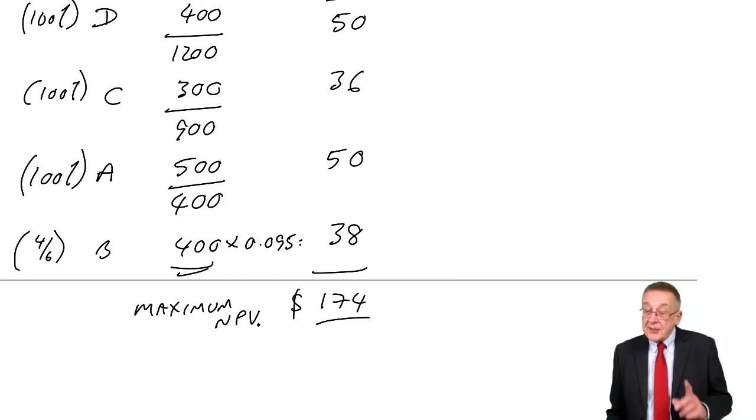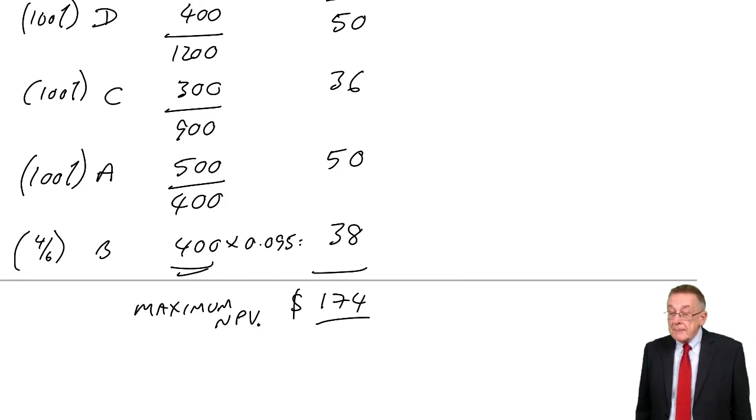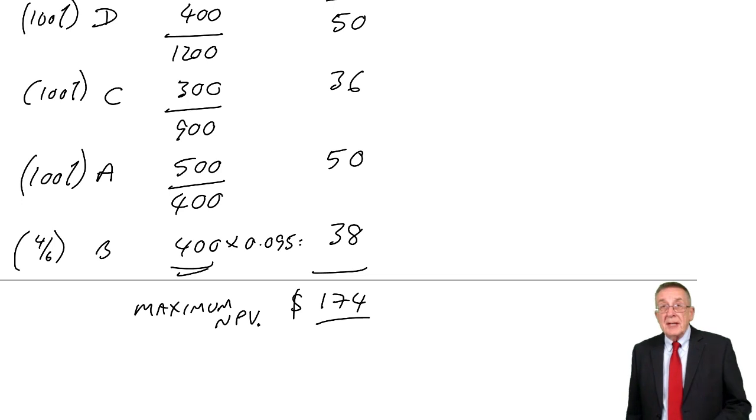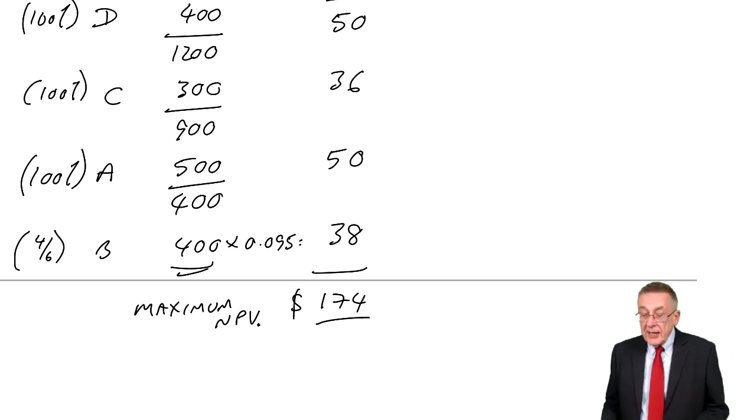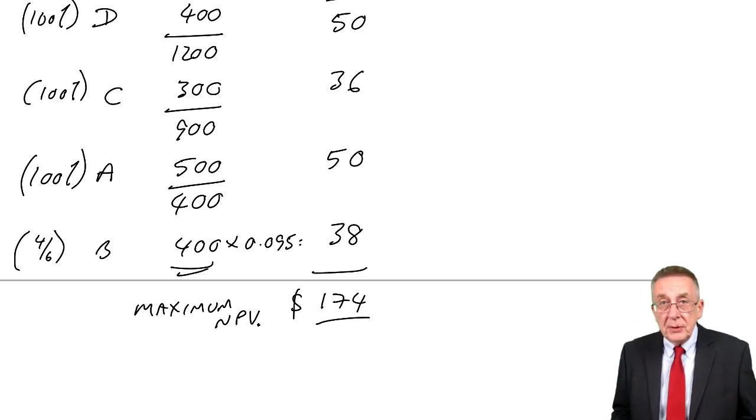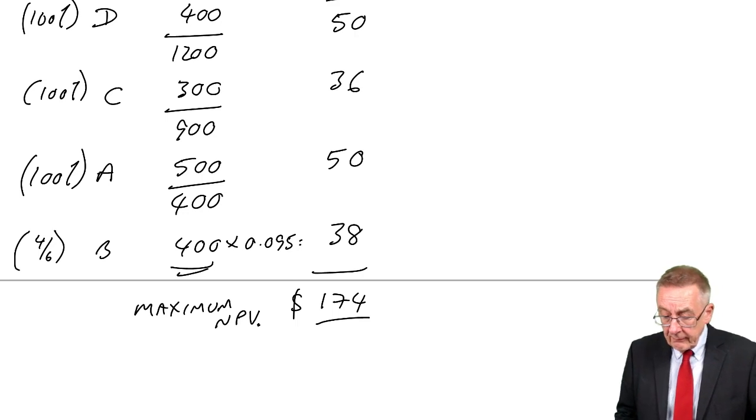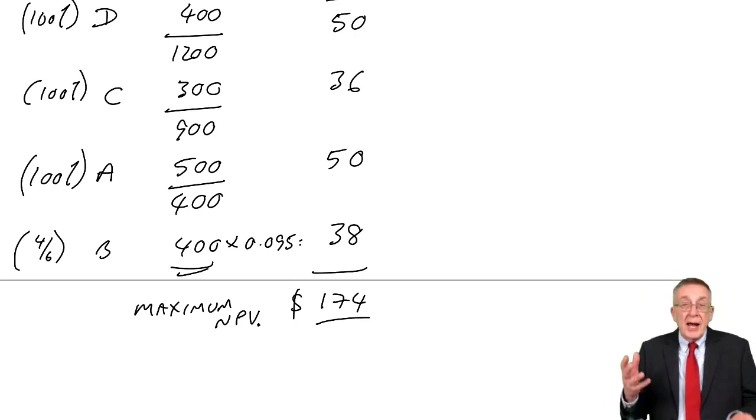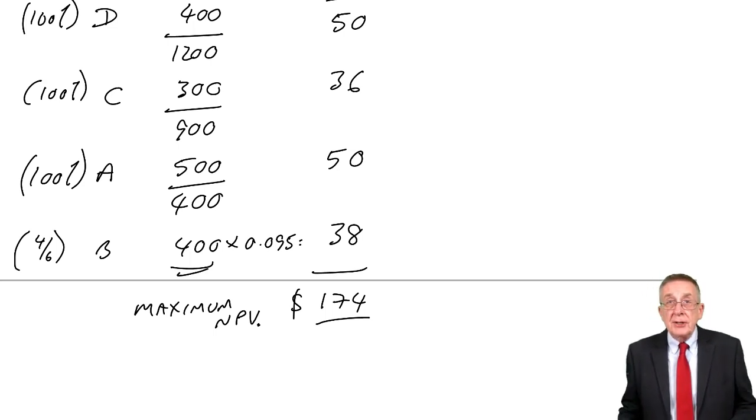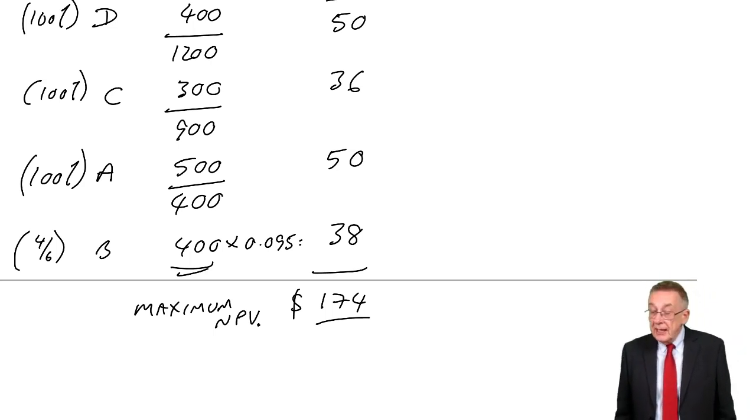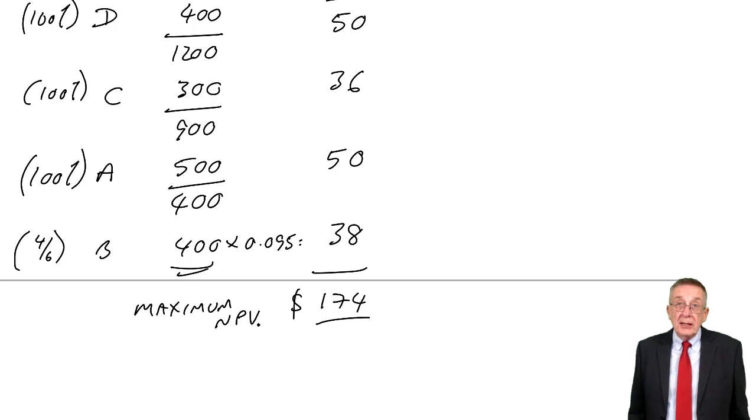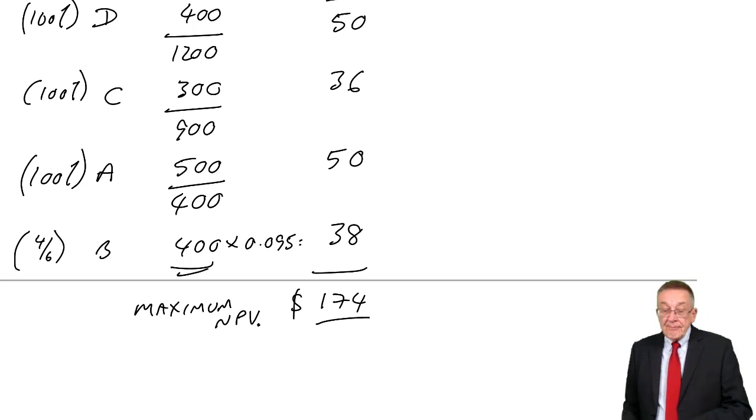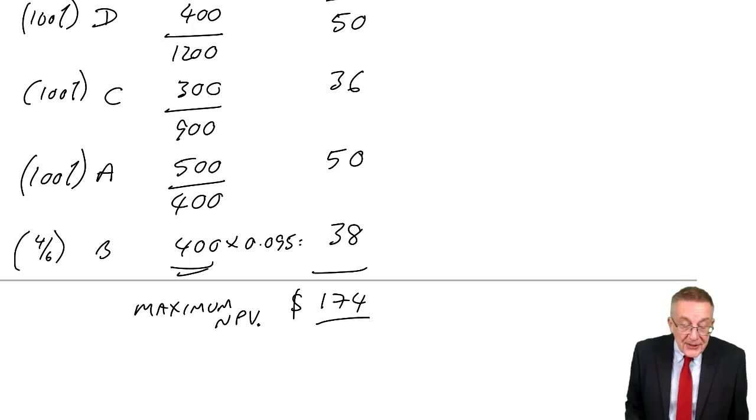there we are, except, of course, that was where we had capital rationing, and the projects were infinitely divisible. And 174 is the maximum NPV we're going to achieve. I mean, try any other combination of investing 1600 and the NPV will be lower. However, look at C.